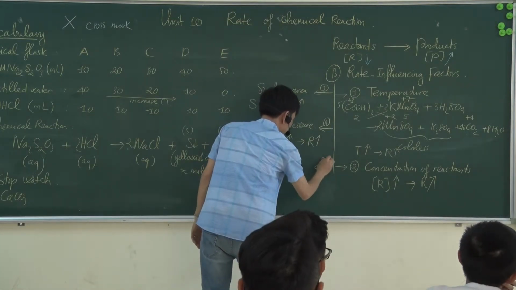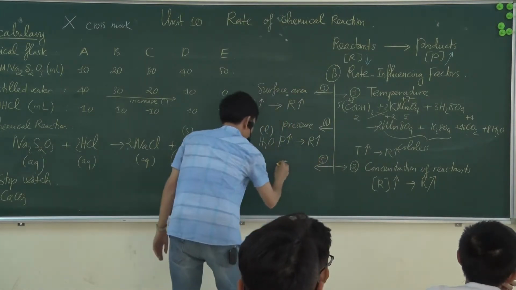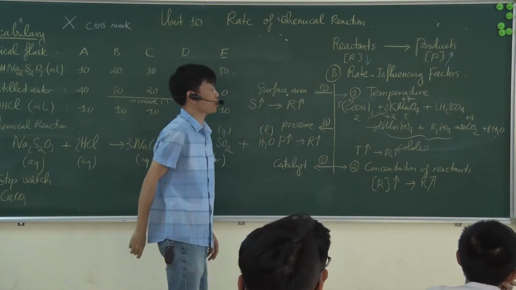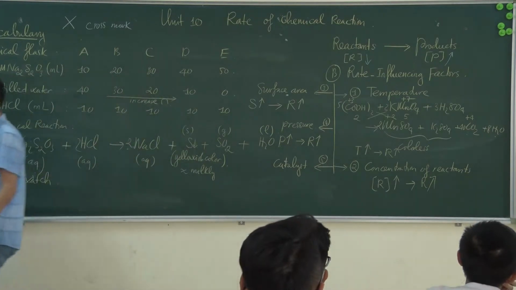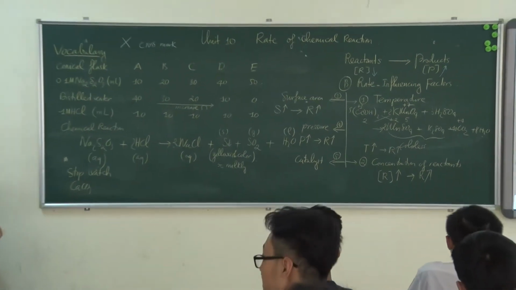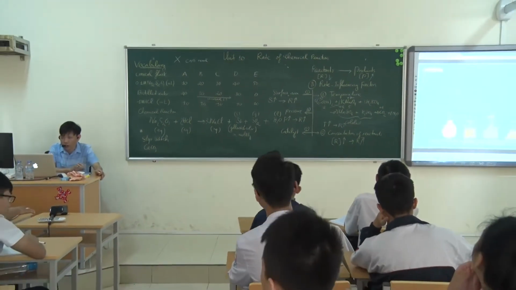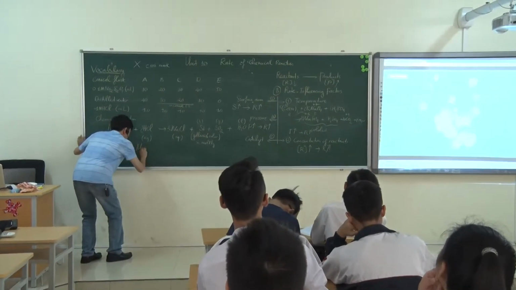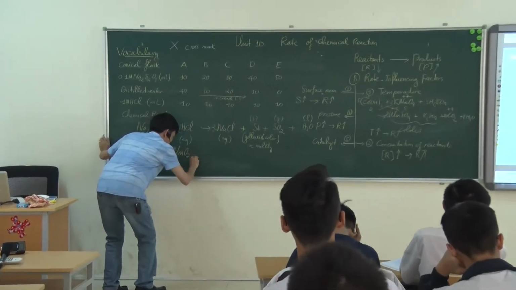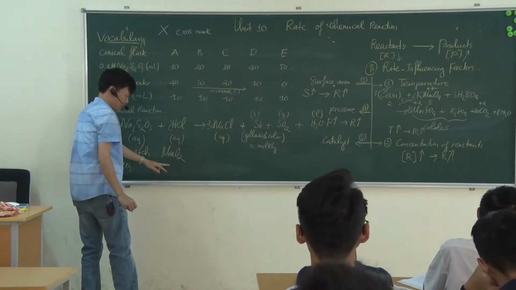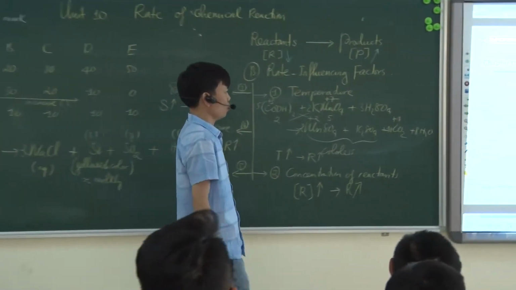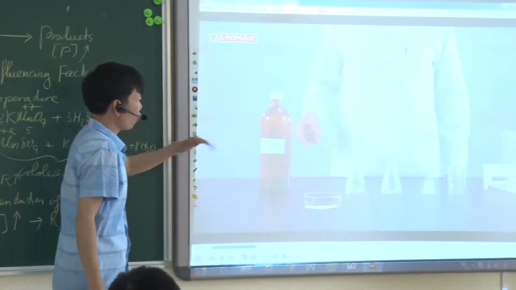Number five, catalyst. Okay, it's a catalyst. Now this is on the screen. If I show catalyst, manganese dioxide. Catalyst on the rest of the rod.